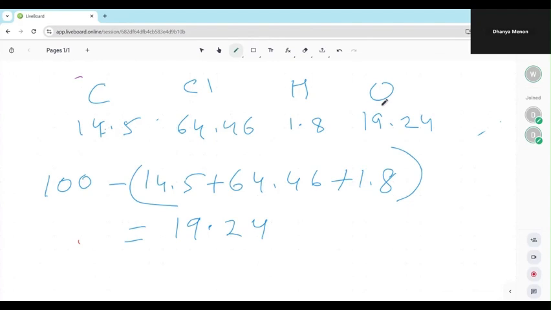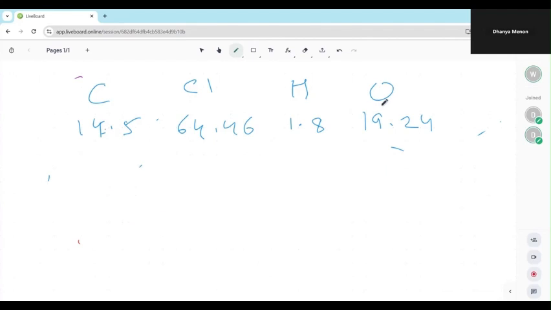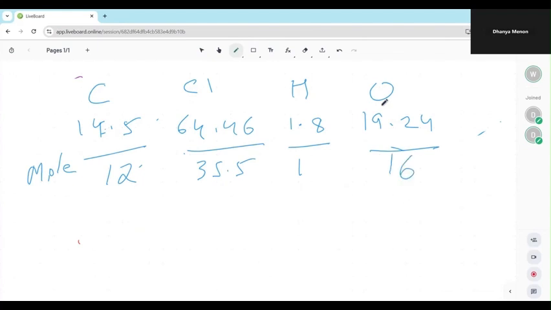Okay, now what is the first step to find the empirical formula? Divide by the mass numbers to find the number of moles. The atomic mass of carbon is 12. It's mentioned in the question. Chlorine is 35.5. Hydrogen is 1 and oxygen is 16. Okay. The answer here is 1.2. What is the next step?